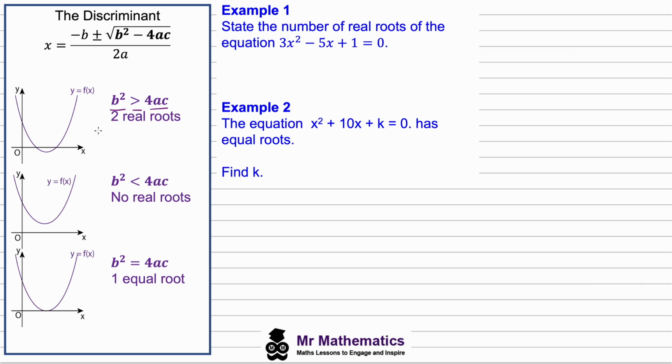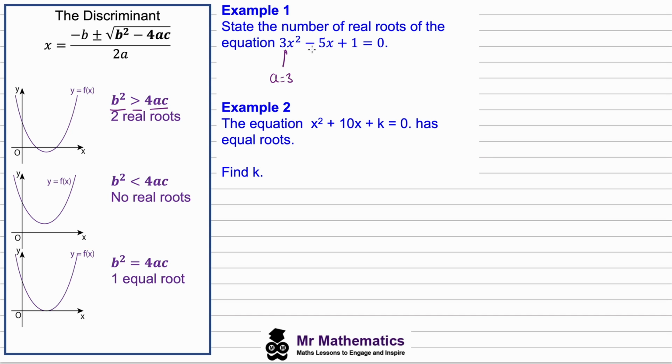So it's really important that as we progress through quadratics, we understand how and when to use the discriminant. Okay, so in example 1, state the number of real roots of this quadratic equation. So the first thing we need to do is identify our values of a, b, and c. We know a will be the 3, the coefficient of the x squared term.